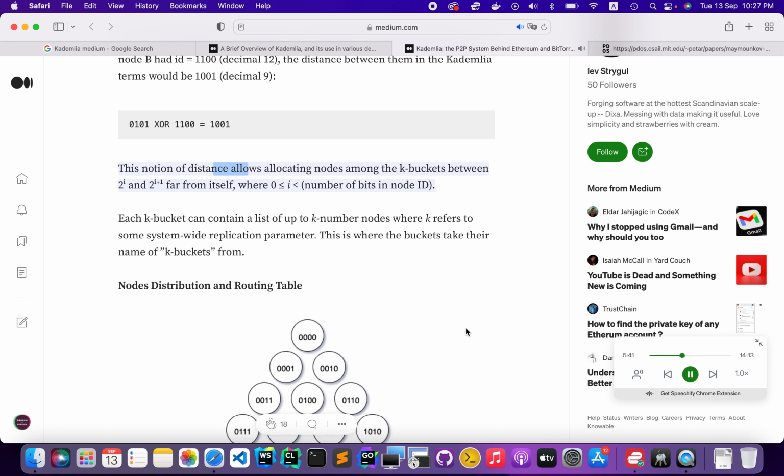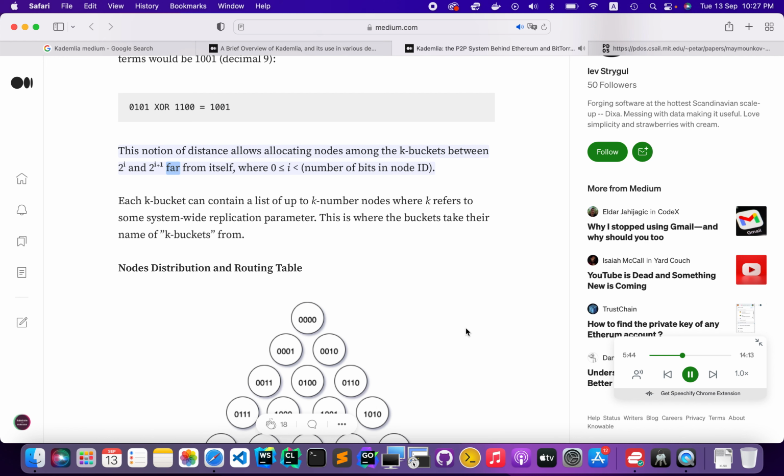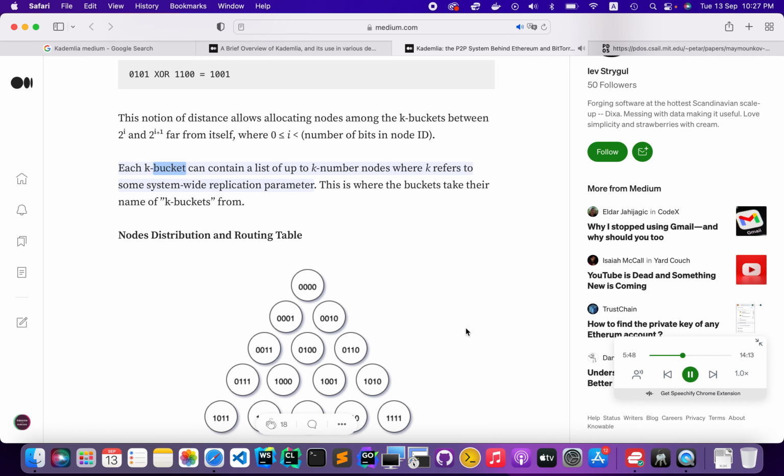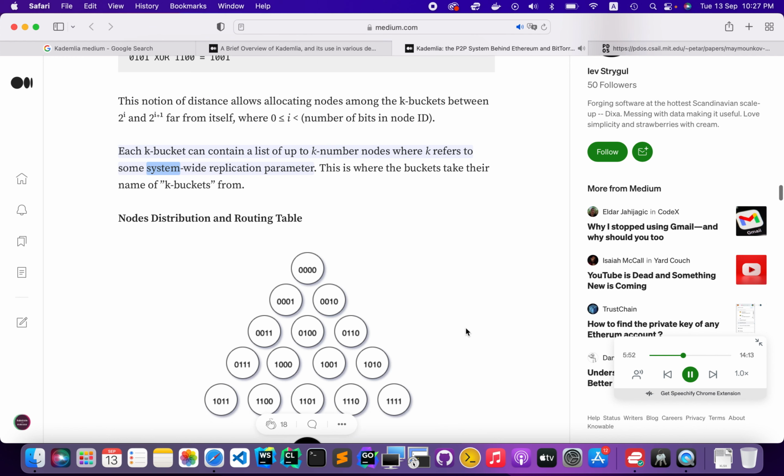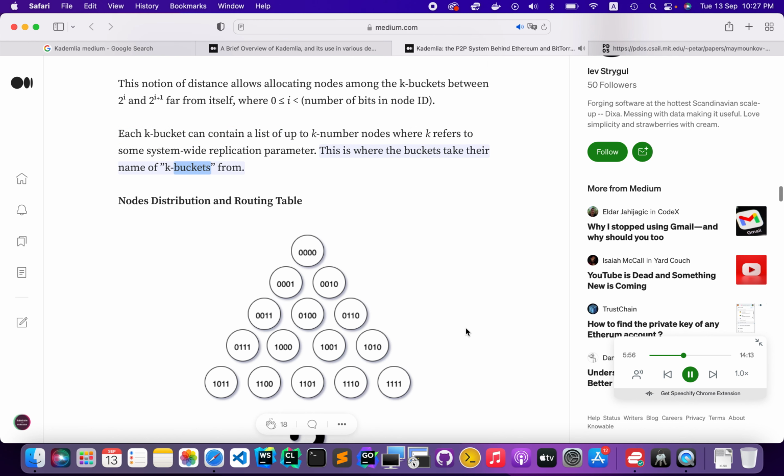This notion of distance allows allocating nodes among the k buckets between 2^i and 2^(i+1) far from itself, where 0 ≤ i < number of bits in node ID. Each k bucket can contain a list of up to k nodes, where k refers to some system-wide replication parameter. This is where the buckets take their name of k buckets from.